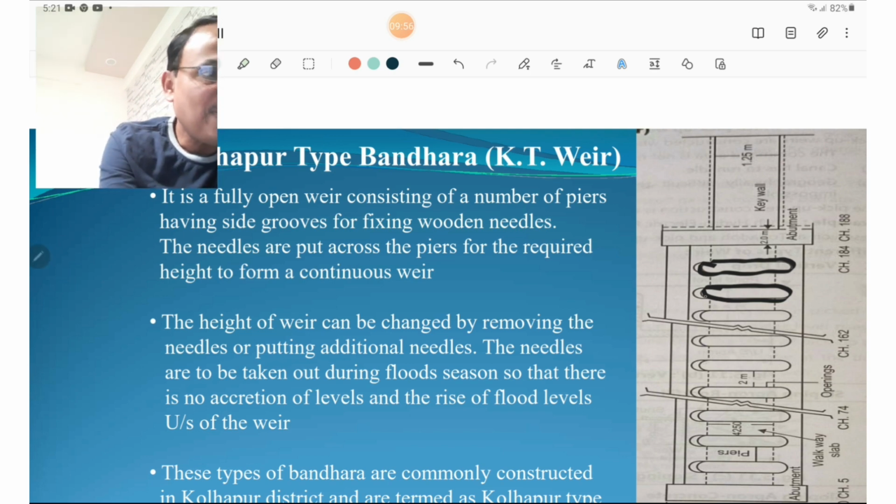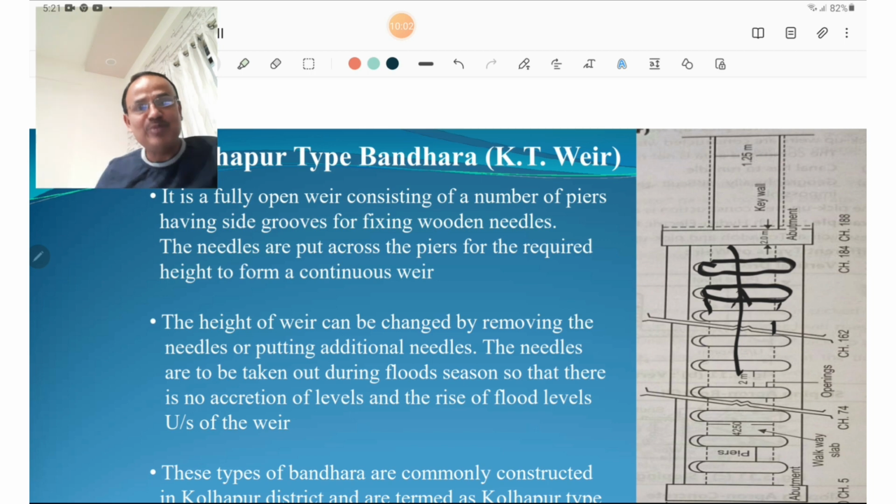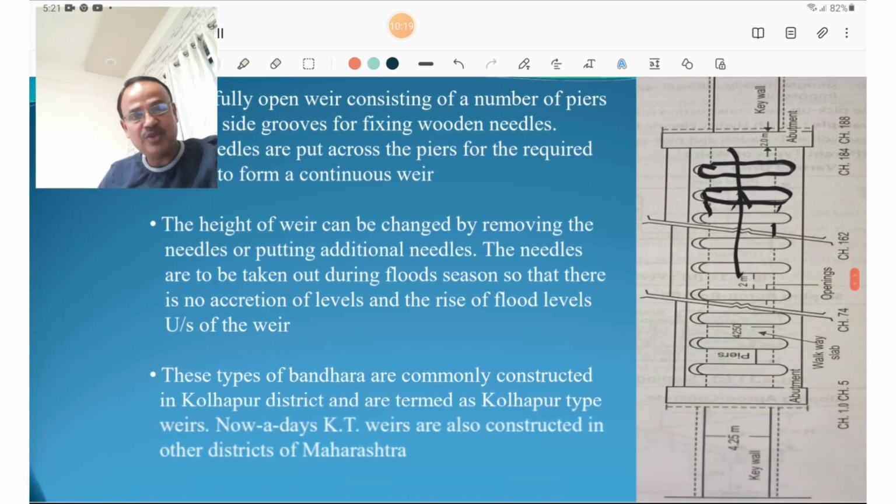These steel gates are provided here or here. The road is provided on the top of this KT weir also. The height of the weir can be changed by removing the needles or putting in additional needles. The needles are to be taken out during the flood season, so there is no accretion of levels and no rise of flood level on the upstream side of the weir.